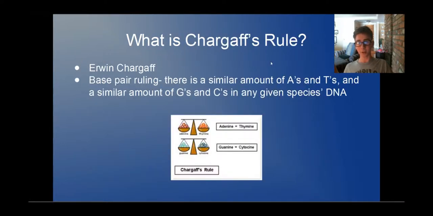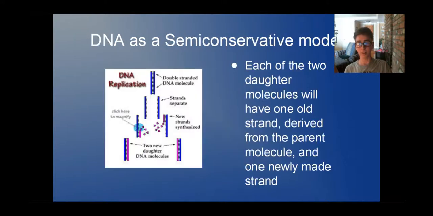And so, going with DNA, Chargaff's rule. It's by Erwin Chargaff, and it's a base pair ruling, meaning that there are equal percentages of adenine to thymine and guanine to cytosine. DNA is also a semi-conservative model. Each of the two daughter molecules will have an old strand and a new strand, and the old strand's from the parent, and the new strand's made entirely of new molecules.